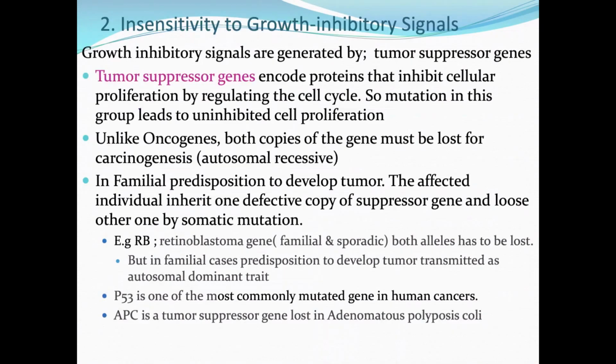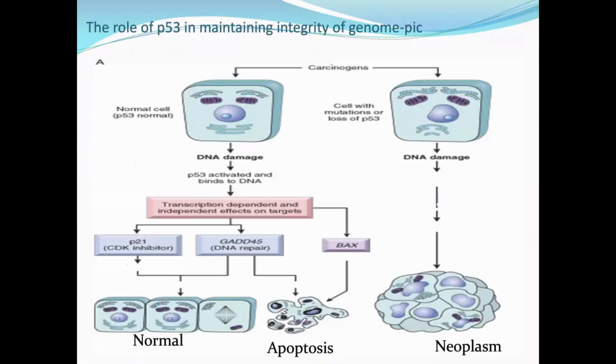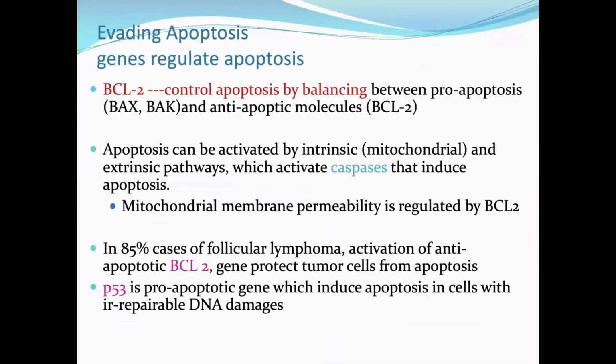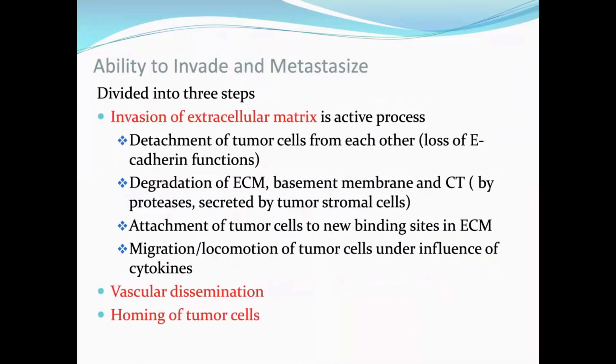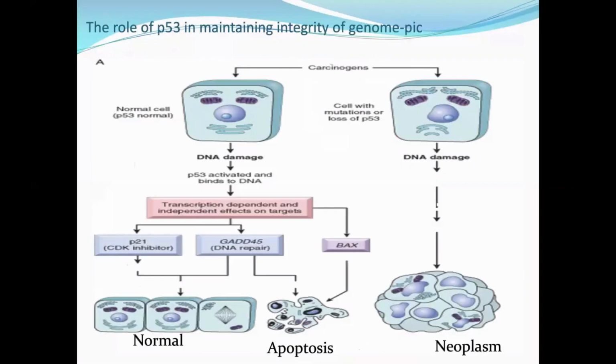فاكرين وتكلمنا أول على الجروث فاكتورز وعلى الجروث inhibitors لما تكلمنا على الهيلينج والريجنريشن. So now we talk about them also in the setting of neoplasia. The third characteristic is evading of apoptosis and genes regulating apoptosis, limitless replicative potential, sustained angiogenesis, and ability to invade and metastasize. Okay? هنتكلم على كل واحد منهم.